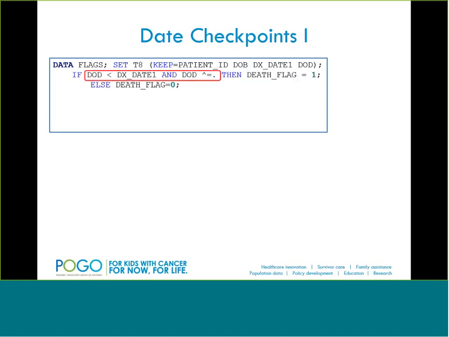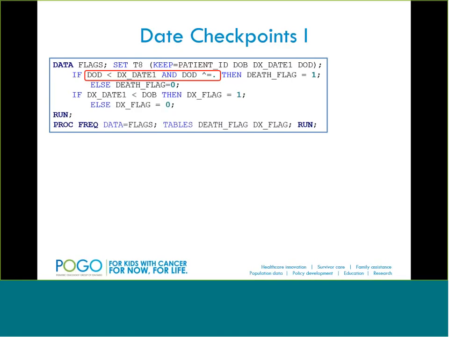And then what I tell SAS is, if the date of death is before the diagnosis date and the date of death isn't missing, then I want you to create a new variable. That new variable, I'm labeling it death flag, and I want you to set it equal to 1. Otherwise, I want you to assign it a value of 0. What the death flag represents are patients who died before their diagnosis was made. This is possible because you can be diagnosed with cancer post-mortem.